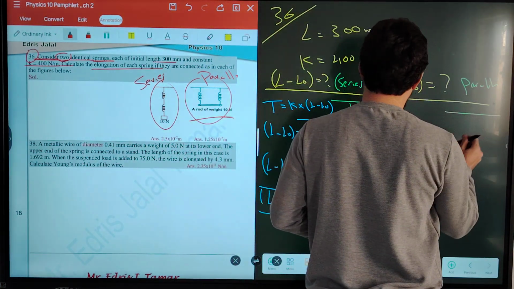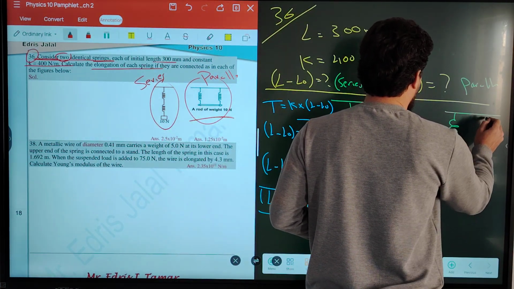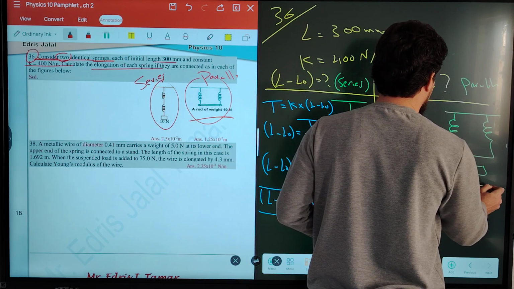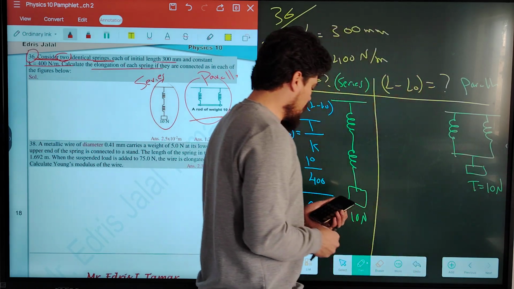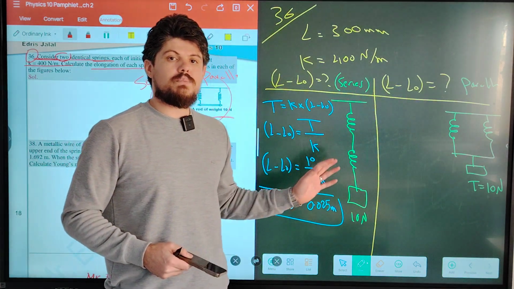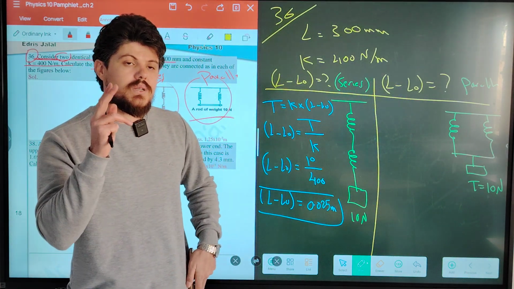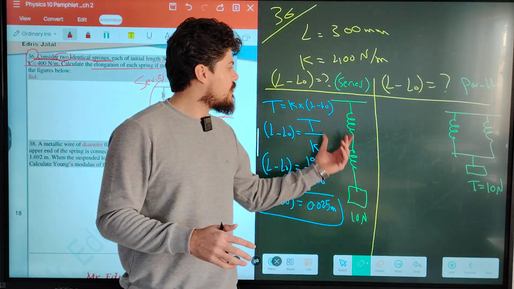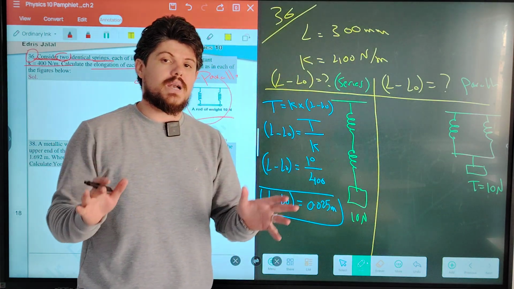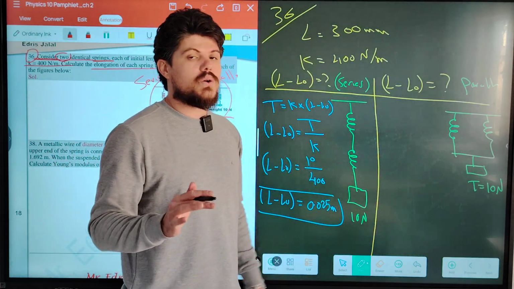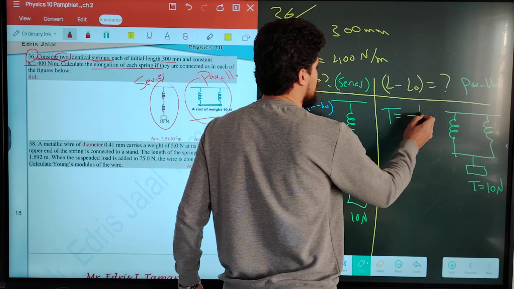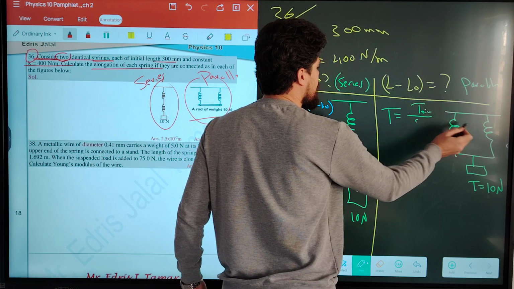In the second part, when it is connected in parallel connection, okay? Look, the two springs are connected in parallel connection. The tension is still 10 Newton. Both cases, they have the same tension. We have two springs, the same material, the same cross-section area, but different in what? Different in connecting. The first part of the question connected in series connection, and the second part connected in parallel connection. If you remember, in parallel connection, you have to divide this tension by number of springs.